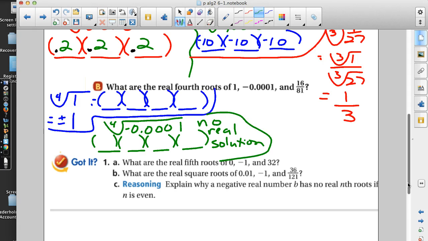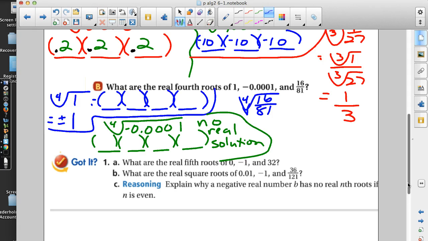Ooh, a fraction. 4th root of 16 over 81. So here's what we try first. Does 16 over 81 reduce? Well, I always use the calculator for that. Parentheses 16 divided by 81, Math, number 1. Nope, we're right back where we were. 16 over 81. Well, maybe that's an okay thing.